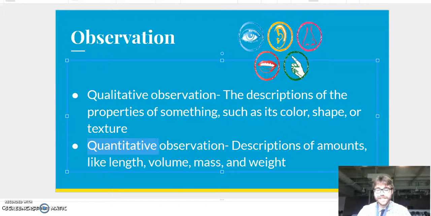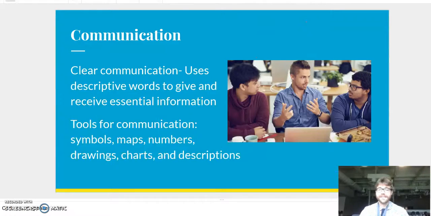All right. So after observation, the next thing that we studied was communication. Now in science, we always need to be communicating with other people, and we need to make sure that we're communicating clearly. So when I say clear communication, what we're doing is we're using descriptive words to give and receive important information.